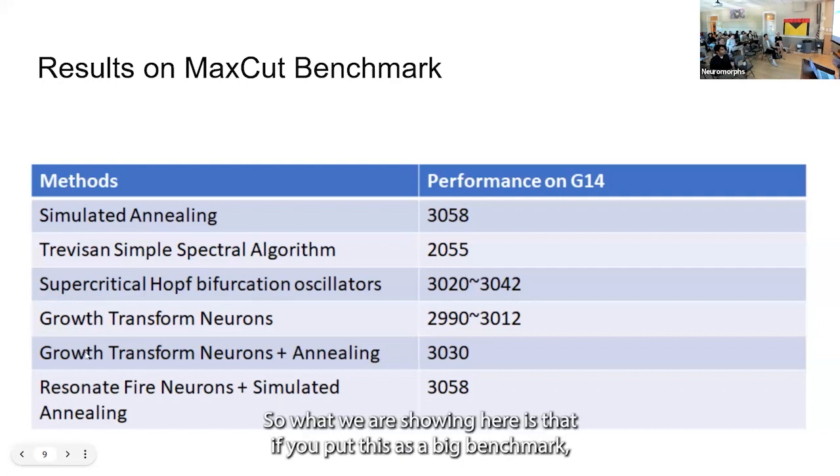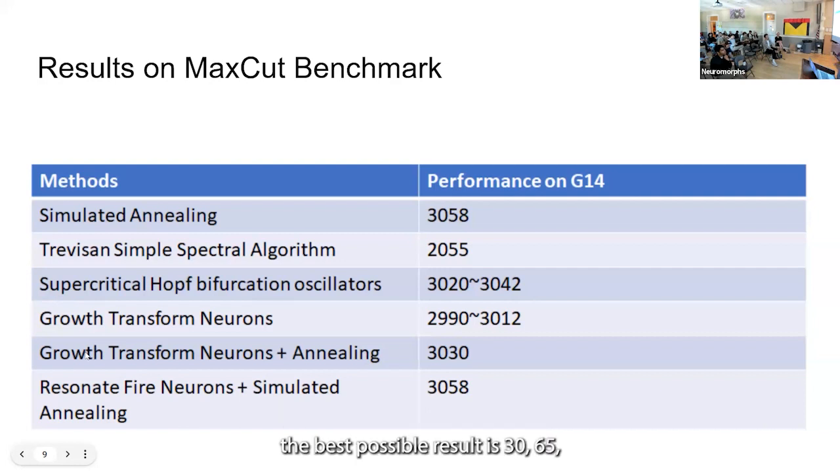So what we are showing here is that for this specific benchmark, the best possible result is 3065. With simulated annealing, which is the out-of-the-box algorithm, we get to about 3058. The speaker yesterday, Brad Imon, presented an algorithm. We ran that benchmark quickly. It doesn't even come close to what the state of the art is.